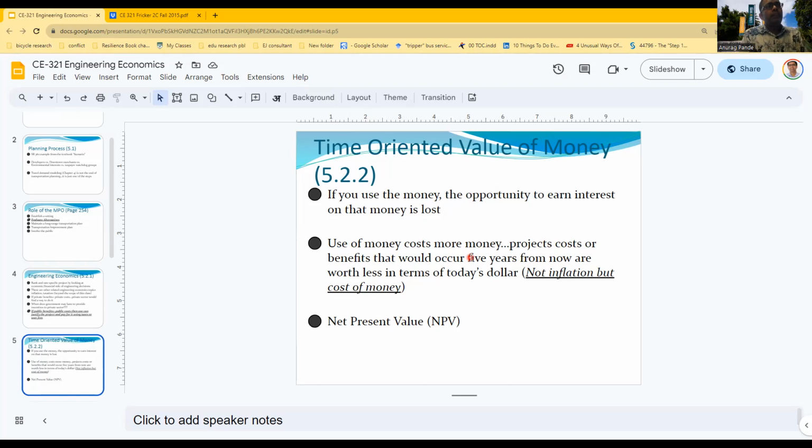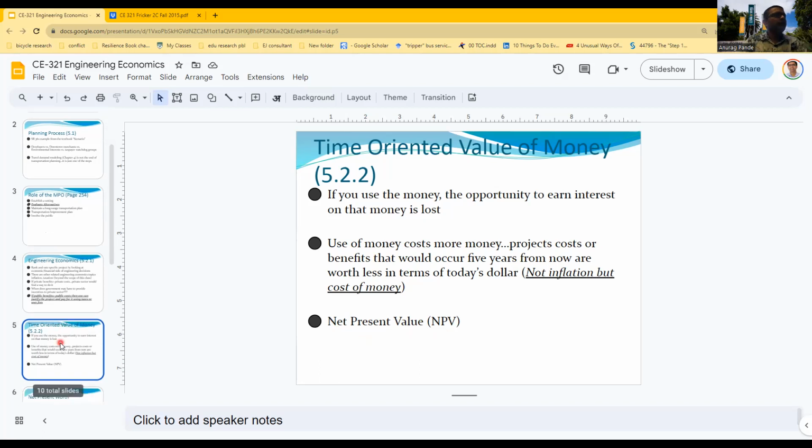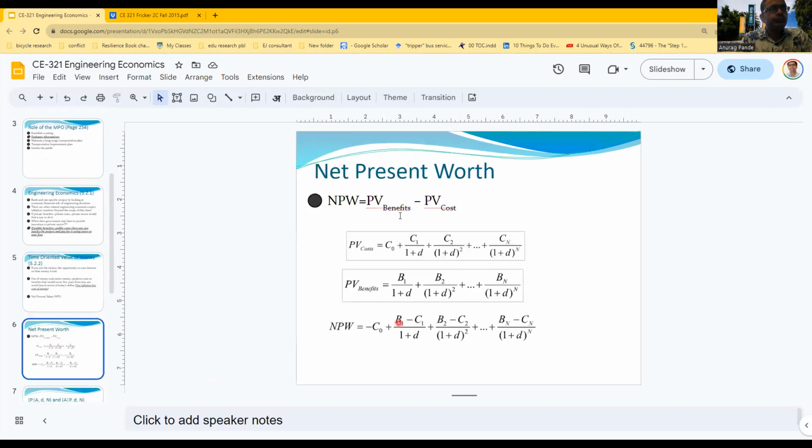So that's why the dollars that are available today are worth more, and dollars that are available in the future, like 2 years or 5 years down the line, are not worth as much in terms of today's dollars, okay? Because if you had the money today, you can earn interest on it. And that gives rise to the concept of net present value. How do we estimate the net present value of a dollar? The net present worth of a project is determined based on the present value of benefits minus the present value of cost. Present value basically transforms all the benefits of a project and all the costs associated with the project into today's dollars.